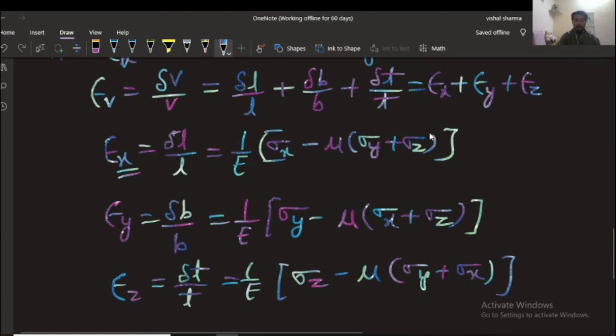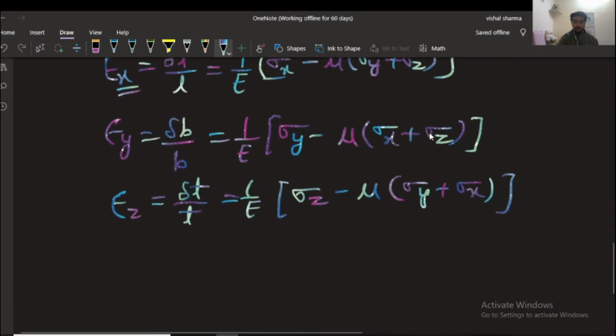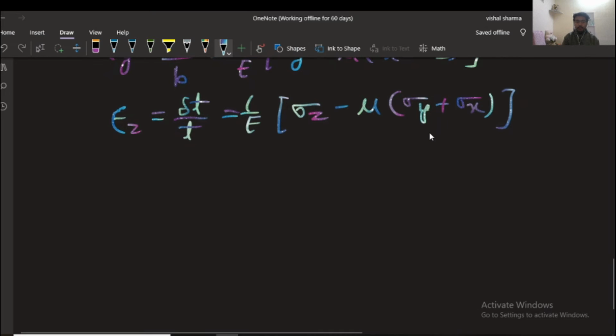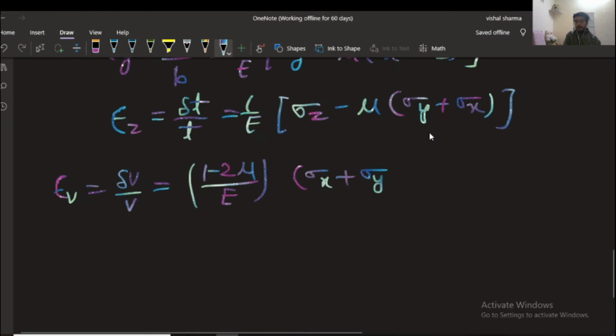On combining all of this, we can generalize one formula. When you put all of the values in the volumetric strain, you will find the expression: volumetric strain del V by V is equal to 1 minus 2 mu by E into sigma x plus sigma y plus sigma z. So for the volumetric strain, when the stresses in the x, y and z directions are given, you can use this formula directly.